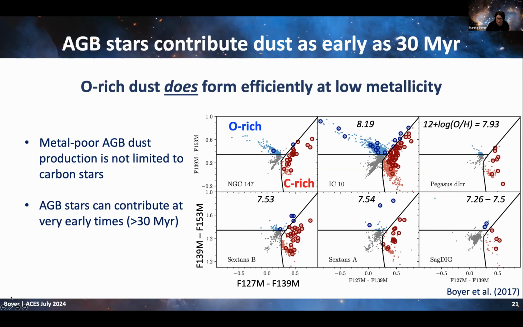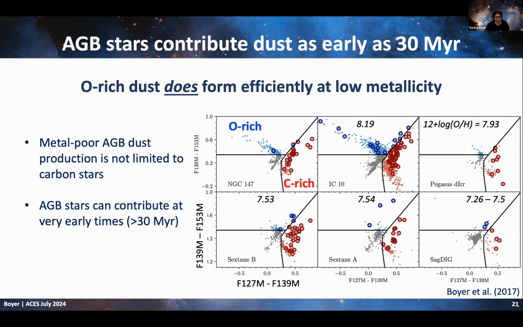And in these three galaxies on the bottom, these are the lowest metallicity galaxies that we looked at. And there are a handful of these very dusty oxygen-rich stars in blue, the ones that are circled in blue. And so that is really interesting. It's saying that there are some massive dust-producing oxygen-rich AGB stars in these galaxies. And it suggests that these could be important at high redshift.